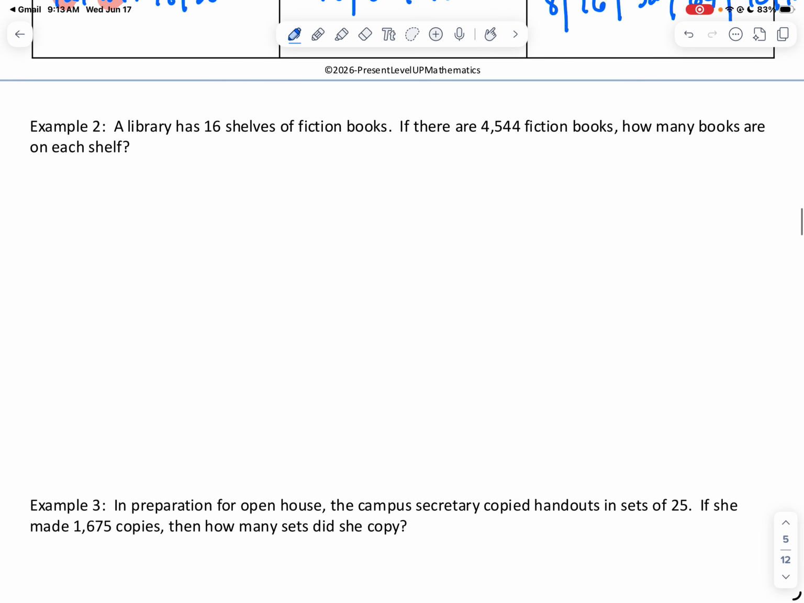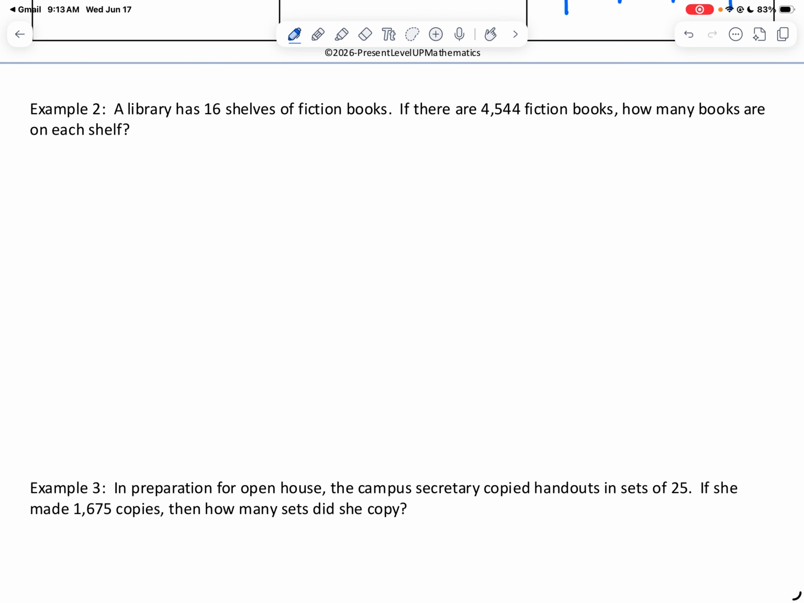All right. Example 2. A library has 16 shelves of fiction books. If there are 4,544 fiction books, how many books are in each shelf? So what they're wanting me to do here is to take my 4,544 and divide it into 16 equal shelves. So the division problem we're trying to solve is 4,544 divided by 16. So I'll set this up as a long division problem.